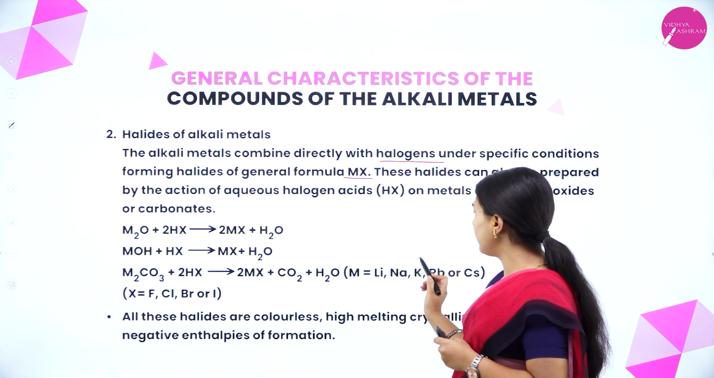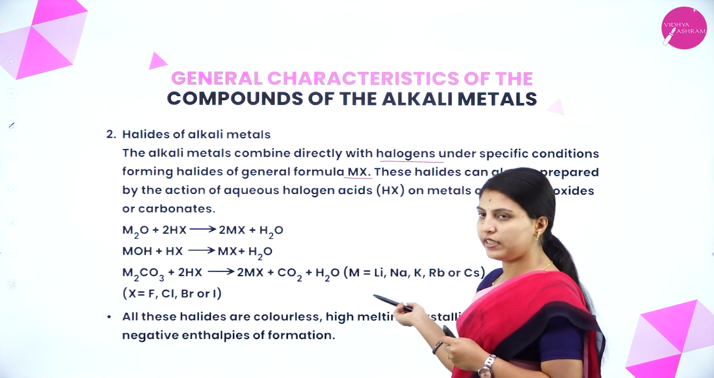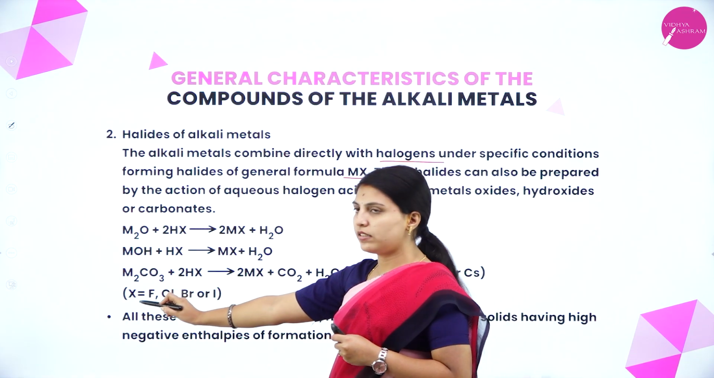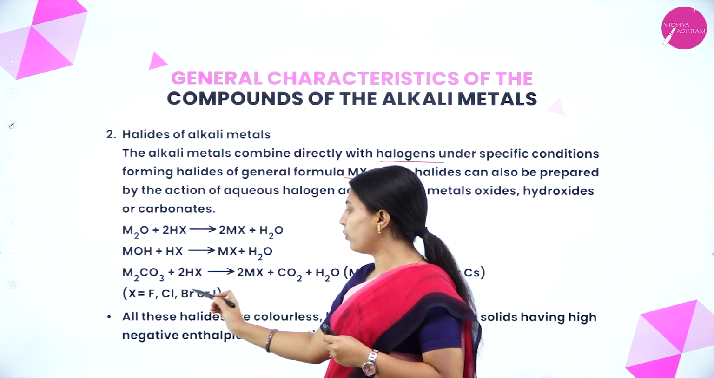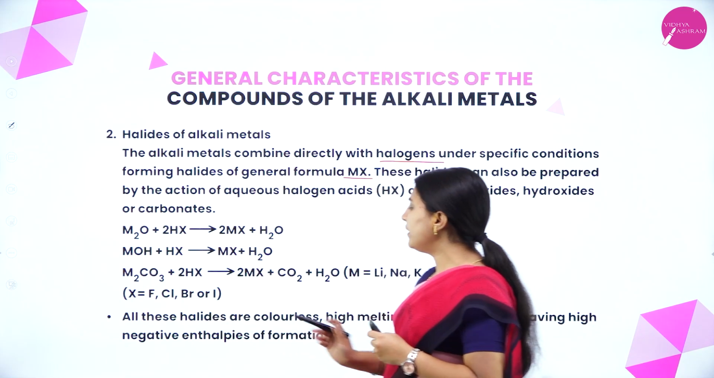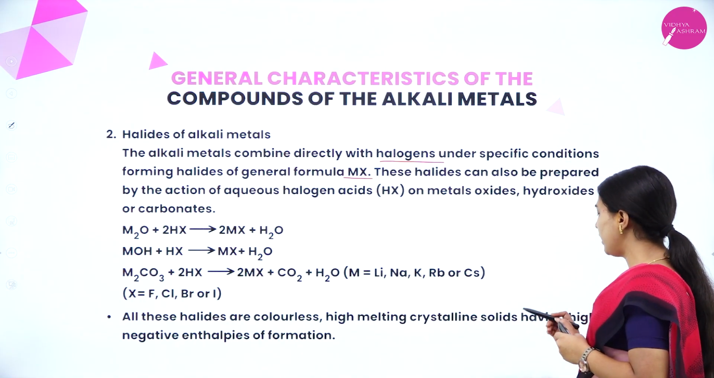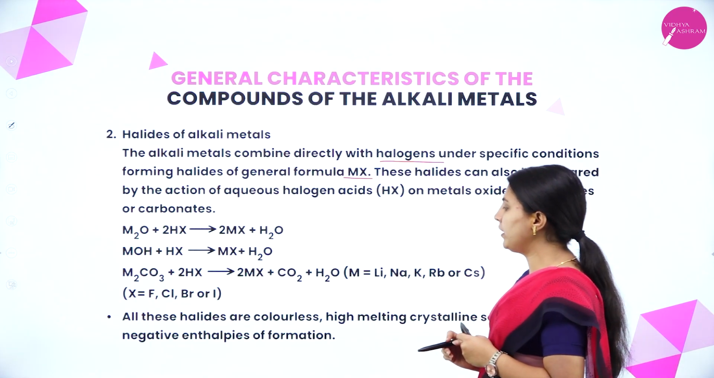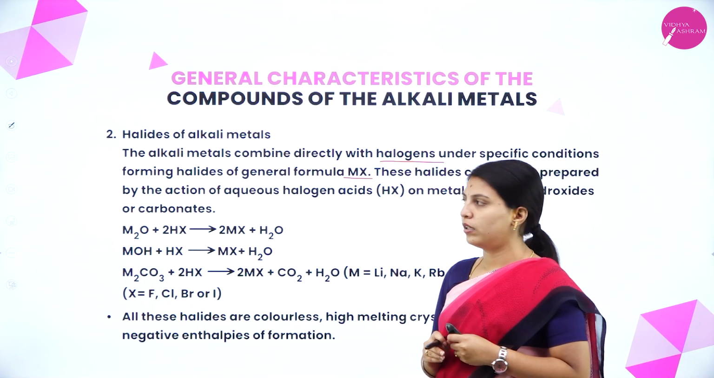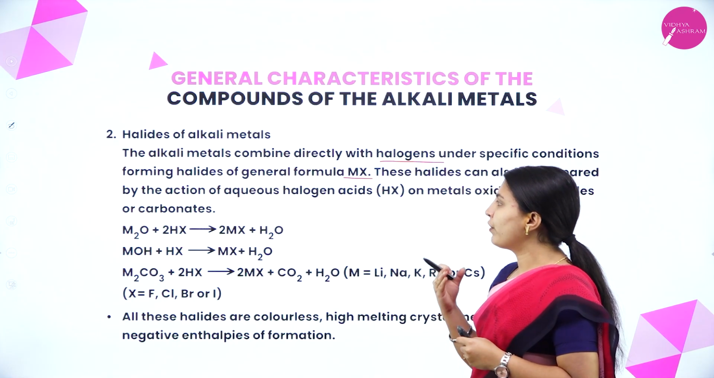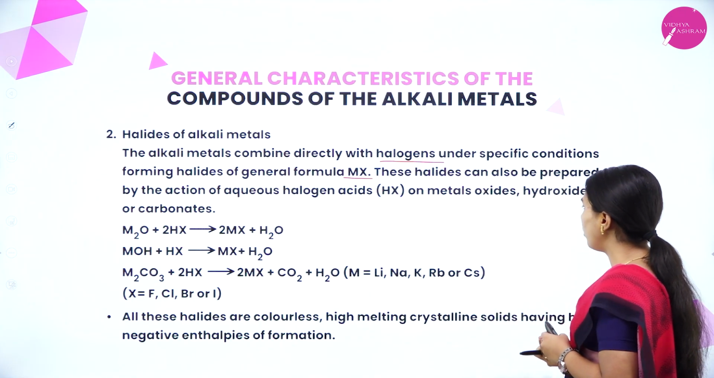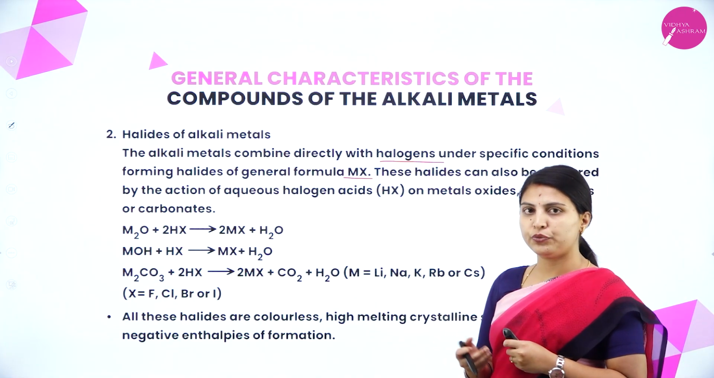M is nothing but lithium, sodium, potassium, rubidium or cesium. X is nothing but halogen. It may be fluorine, chlorine, bromine or iodine. All these halides are colorless, high melting crystalline solids having high negative enthalpies of formation. This is how halides form from the carbonates, metal oxides and hydroxides.